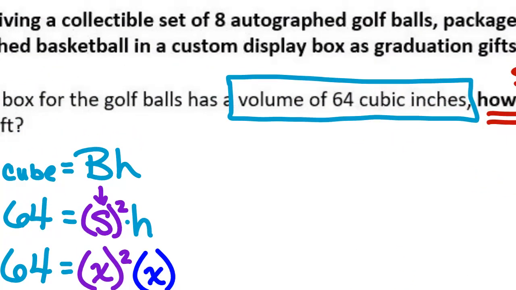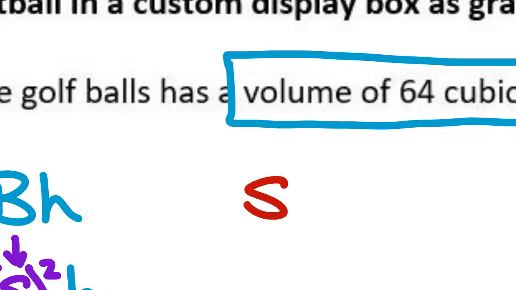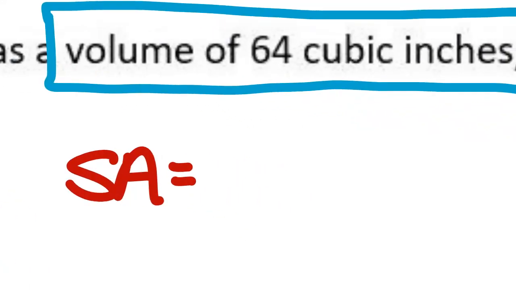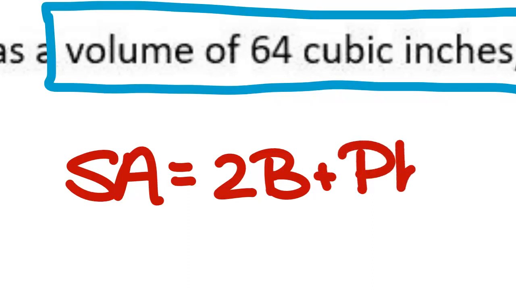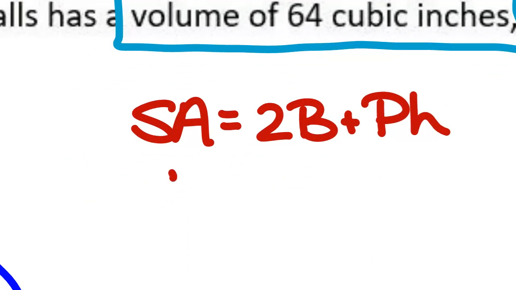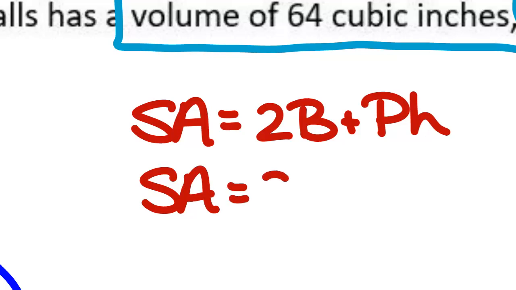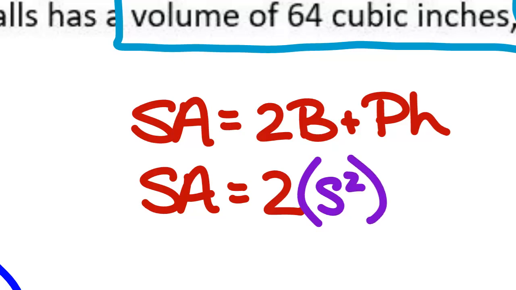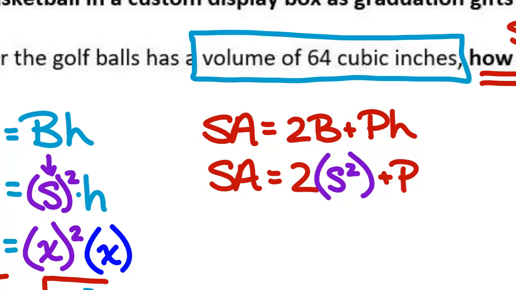Am I done? No, they wanted the surface area. All I've done so far is figure out the dimensions of the cube, which is awesome because I need that to find the surface area, but it's not my final answer. How do we find surface area for a prism? Two times the area of the base plus the perimeter of the base times the height. And what shape is our base here again? A square. So 2 times side squared plus the perimeter of the base times the height.